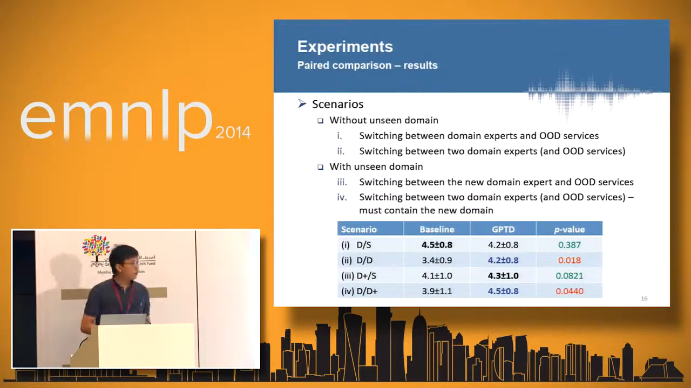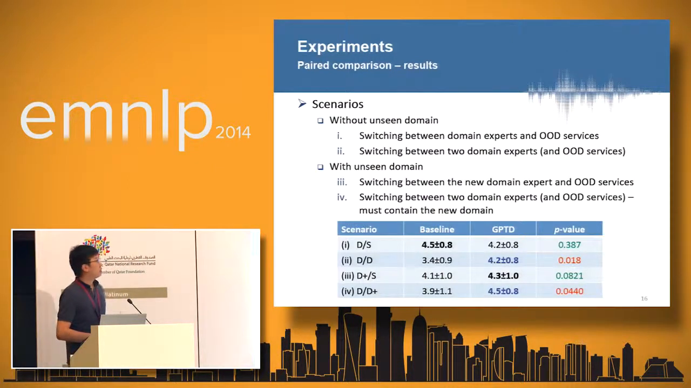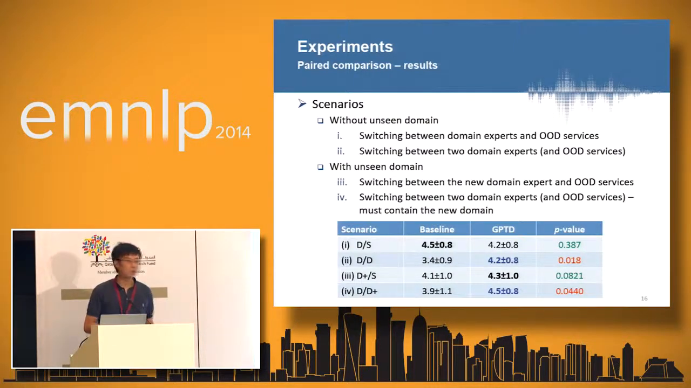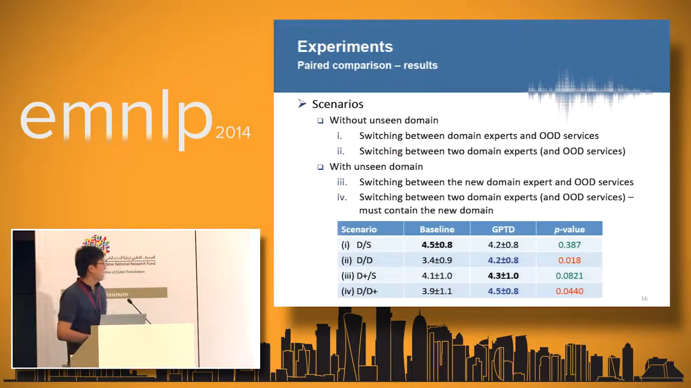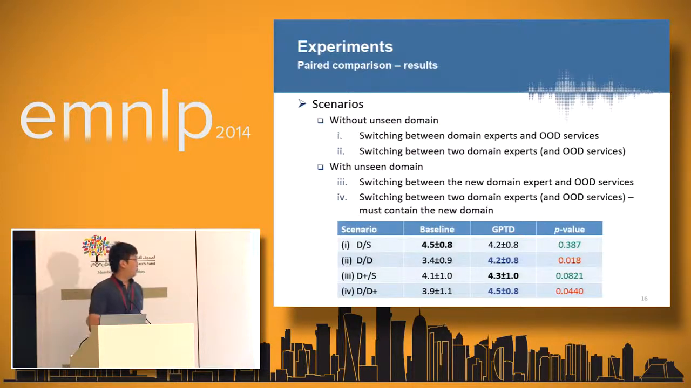Okay, then there are 4 evaluation scenarios. So the first scenario is to evaluate the performance of the 2 systems on switching between the domain expert and out-of-domain services. And the second scenario is the performance on switching between 2 domain experts. Also, you can go to out-of-domain services, but it's not required. And this is based on the 2 domains that you have seen in the training data.